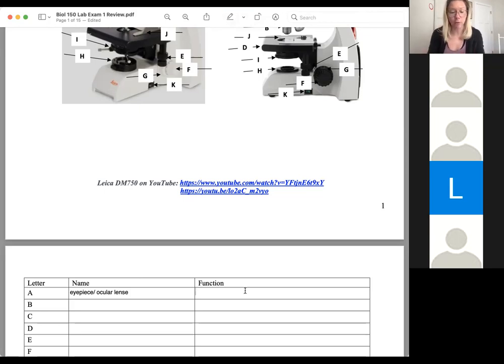Yeah, so that's how you view your specimen. The purpose is to be able to look down, and the ocular lens, remember, also has a little bit of magnification to it. Does anyone remember what the magnification of the ocular lenses is? What magnification power is it? Yes, thank you. It is a 10x magnification power.